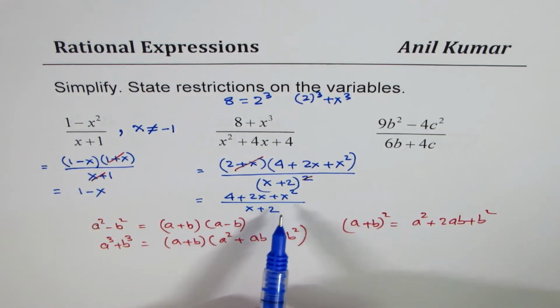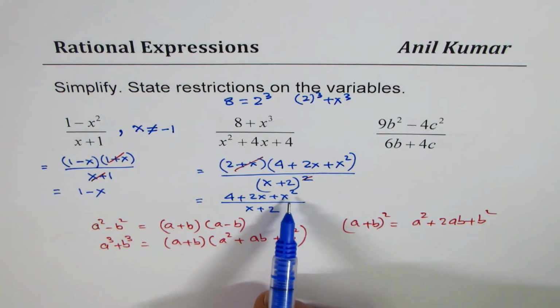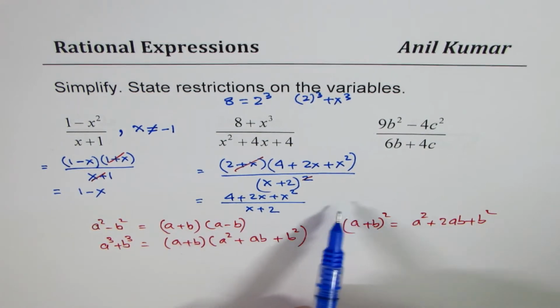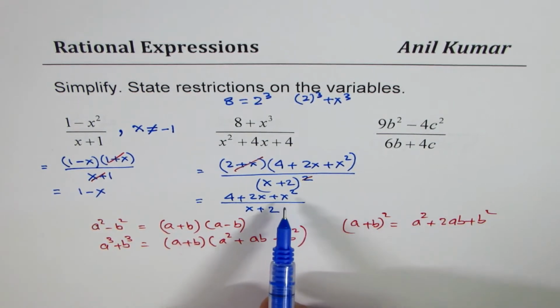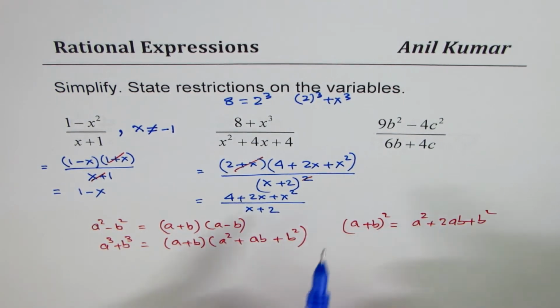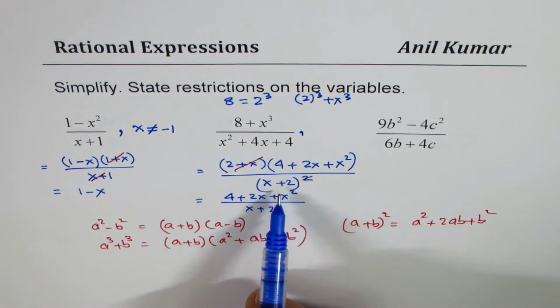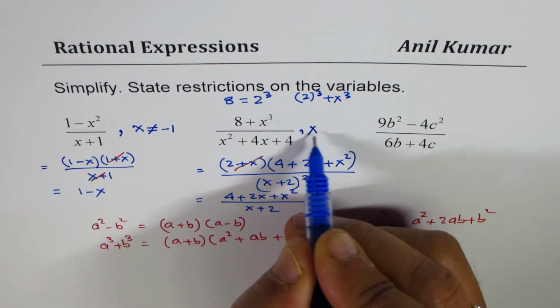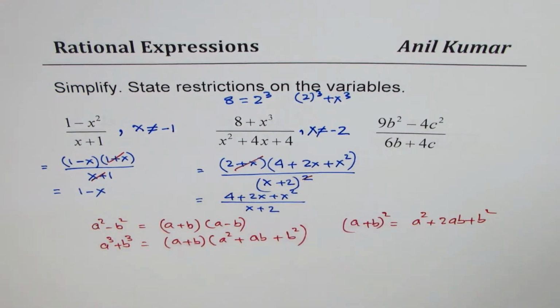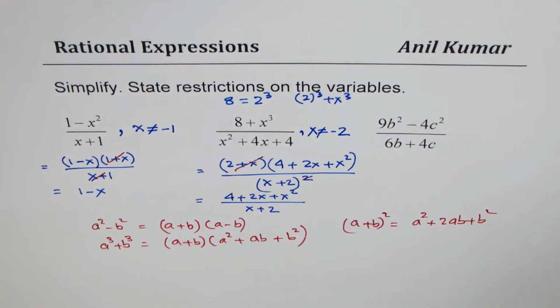Now it is a common practice to write highest degree first. So I am running out of space, so I'm not writing, but you should write x squared plus 2x plus 4 in the numerator, right? How about restrictions? Denominator, which is x plus 2 whole square, cannot be 0, so x is not equal to minus 2. Do you get it? Okay.